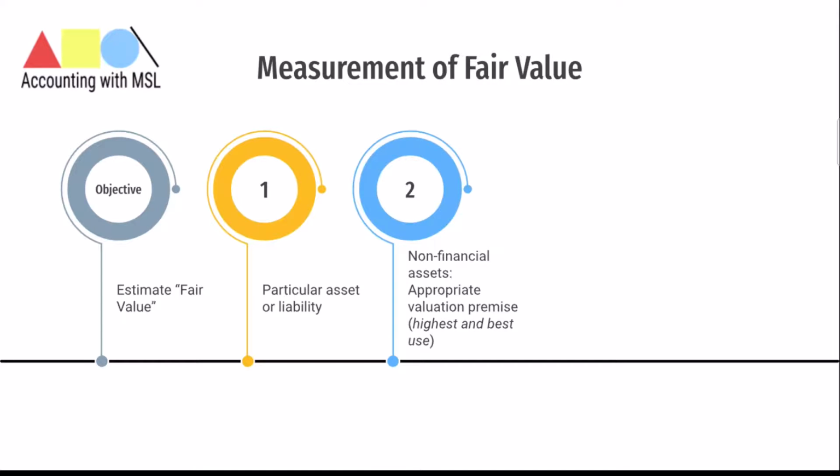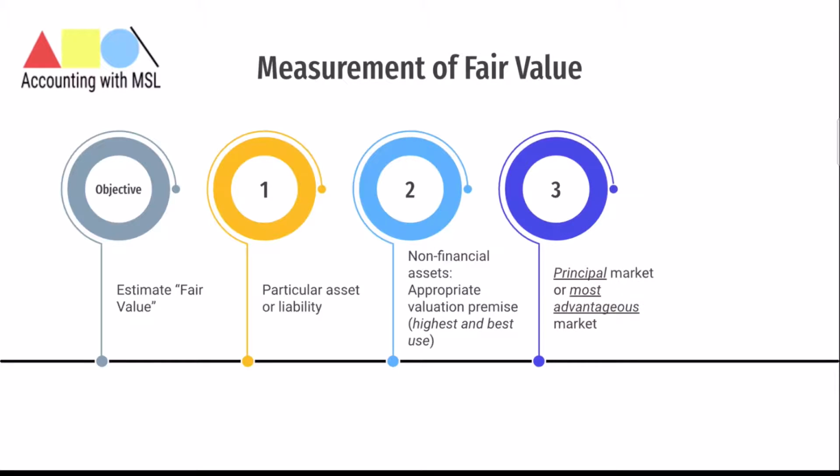IFRS 13 defines highest and best use as the use of a non-financial asset by market participants that will maximize the value of the asset or the group of assets and liabilities, for example, a business within which the asset would be used. So now that we know that the second thing for a fair value measurement approach to consider will be the highest and best use, the next thing to be considered will be the principal or the most advantageous market for the asset or liability.